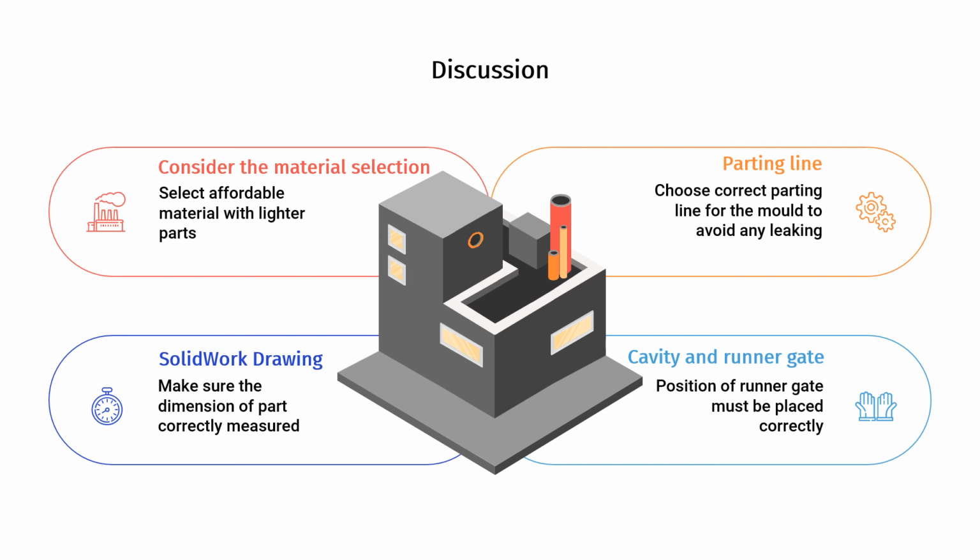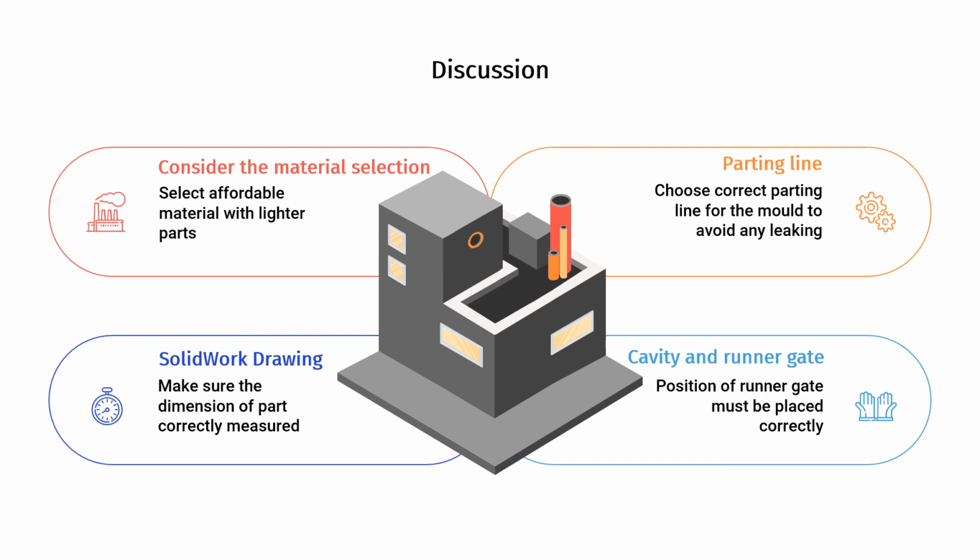The third one is the parting line. We need to choose the correct parting line for the mold to avoid any leaking. So during the filling process, the molten plastic can flow evenly through the mold without any leaking and break the structure of the mold. And lastly is about the cavity and runner gate.